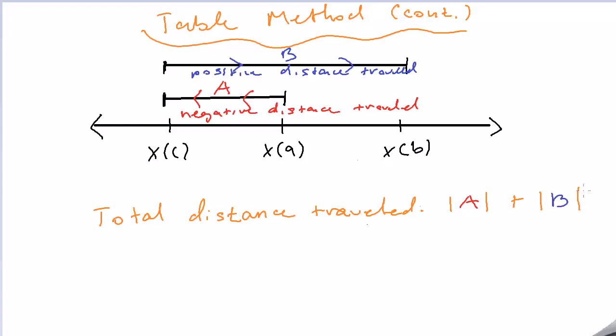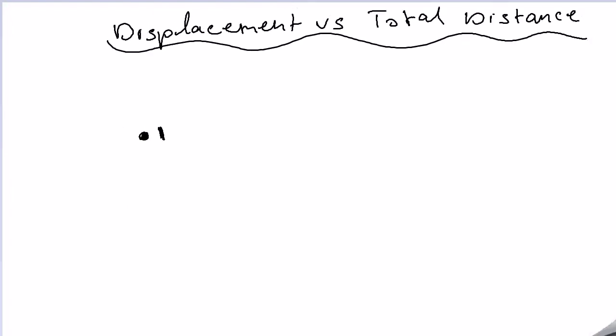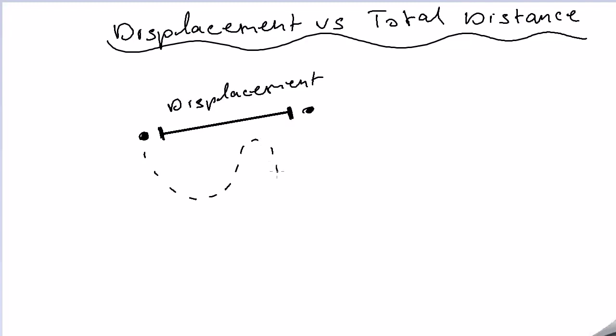Remember, displacement is the straight line distance between the final point and the starting point. Since x of b is our final point and x of a is our starting point, we're going to do x of b minus x of a to get displacement. By now you're probably wondering, we've talked about displacement and total distance, so what's the difference? The displacement is the straight line distance between 2 points. But the total distance is the actual amount you travel when you're getting from one point to the other.